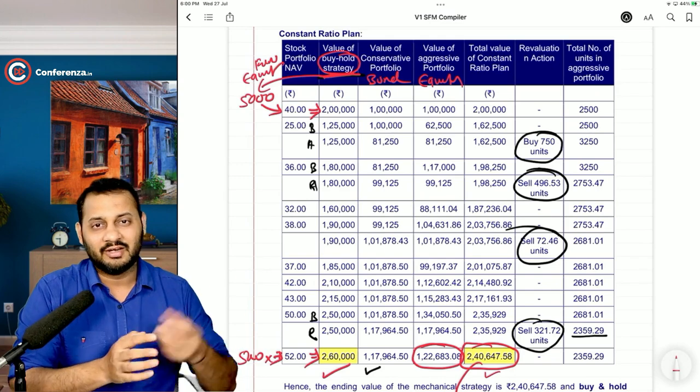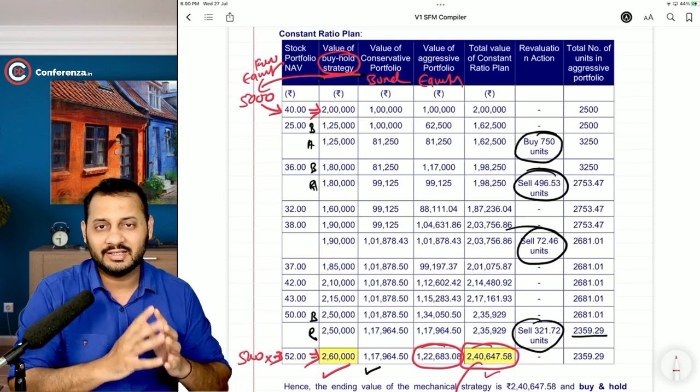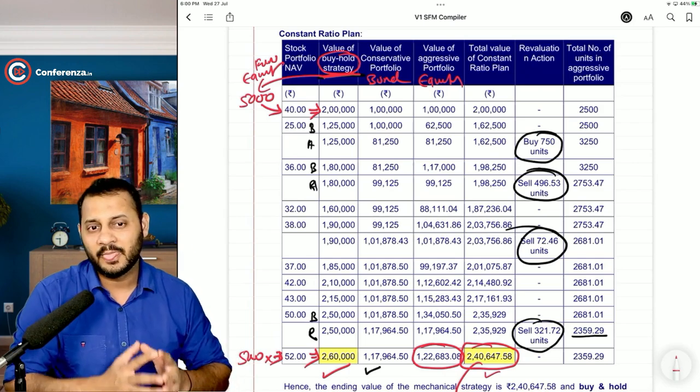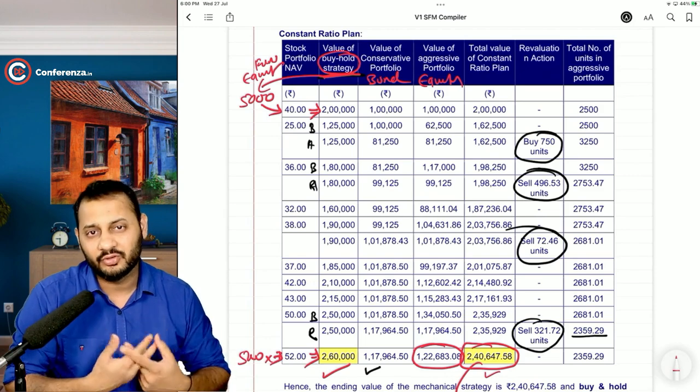Okay, we'll have to find out CAPM return or something like that. No, nothing. No final answer. This is just an activity that we do. Sell something, buy something, sell something, buy something. So this is a strategy that we have followed.